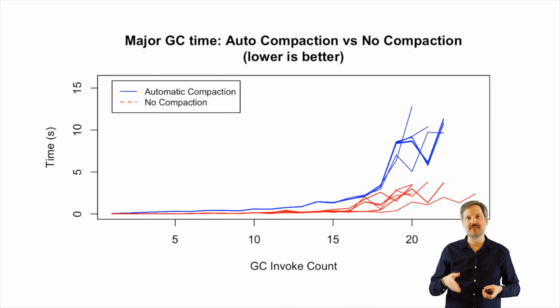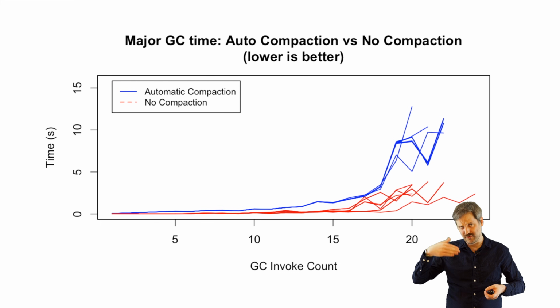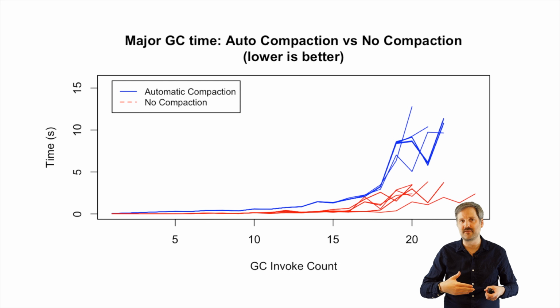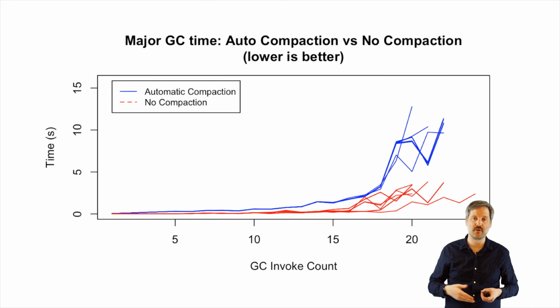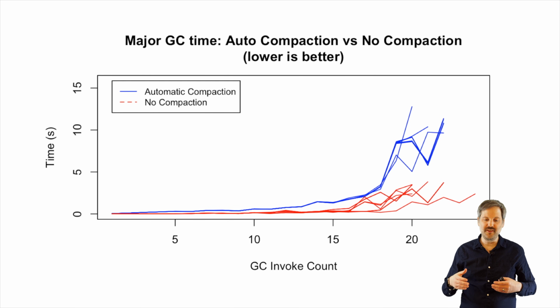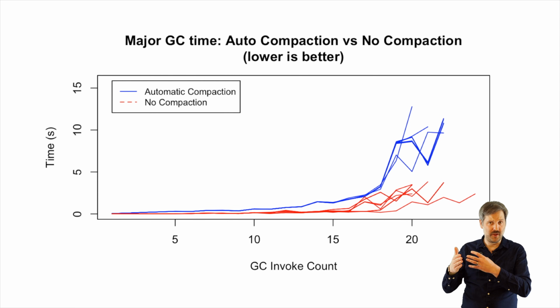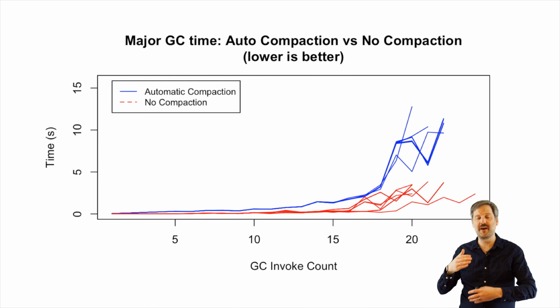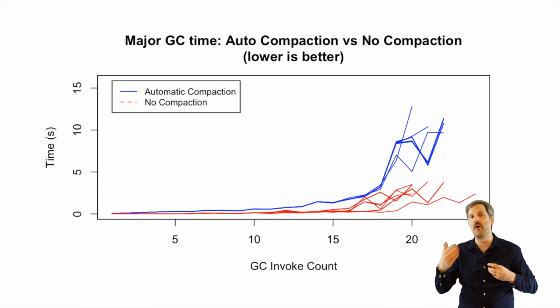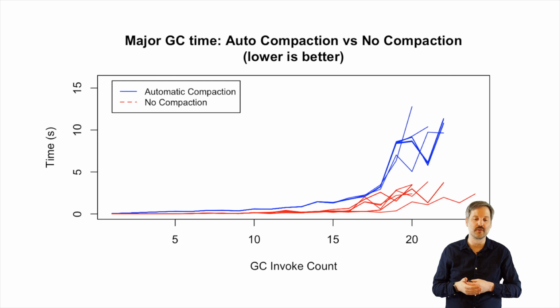The x-axis is the GC count, so 20 indicates the 20th major GC, and the y-axis is the amount of time that GC took. So we can see here that the blue line is with compaction, red line is without compaction. The difference between those two lines is the overhead that compaction incurs. And we can see that it really does slow down major GCs.